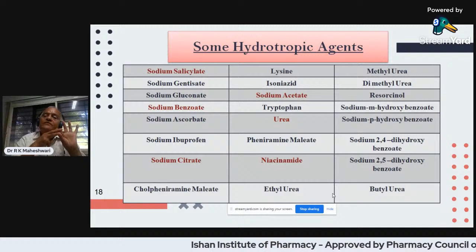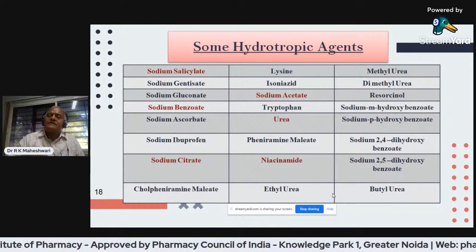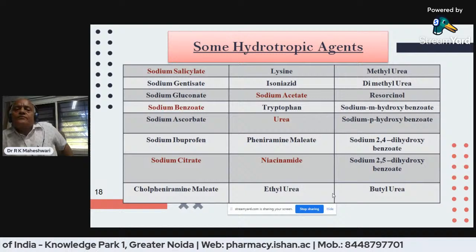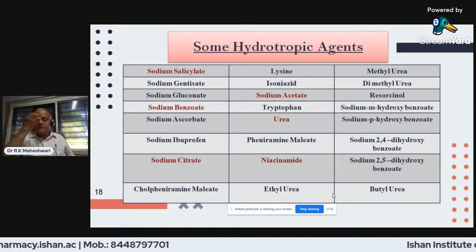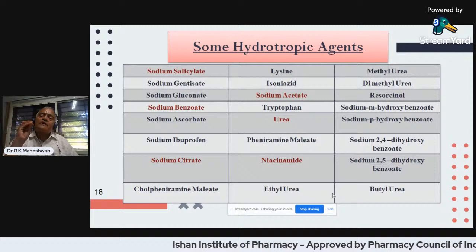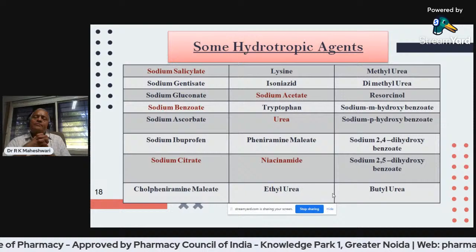What is the reason for solubility enhancement? The molecules of urea are available in liquid state, and these molecules are involved in hydrogen bonding and weak forces with the molecules of sodium dichromate. That's why you get a large solubility of sodium dichromate in concentrated solution of urea. So this is one example of hydrotropic solubilization. Here urea is a hydrotropic agent.